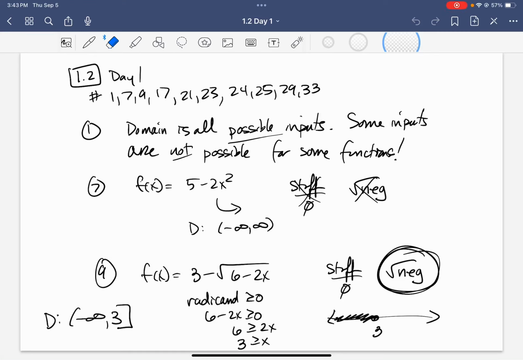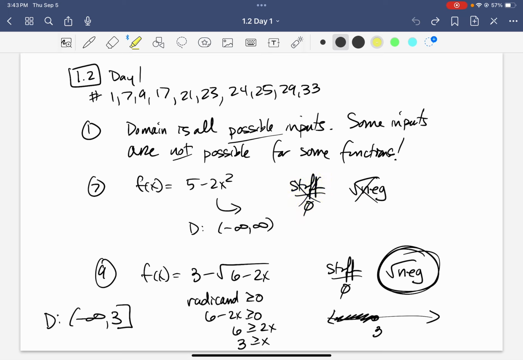Let's talk about 1.2 day 1. So the first question asks, why are domains different for different functions? Well, the domain is all possible inputs, and some inputs are simply not possible for some functions. Specifically, we worry about where you divide by 0 and if you ever take the square root of a negative.